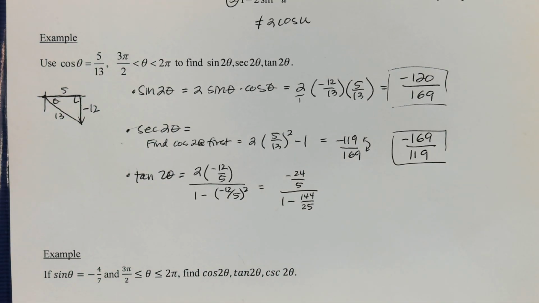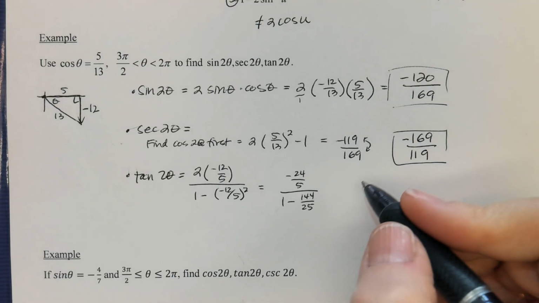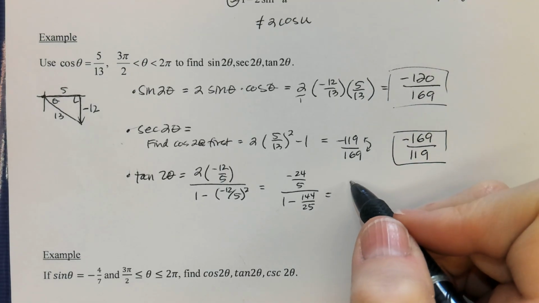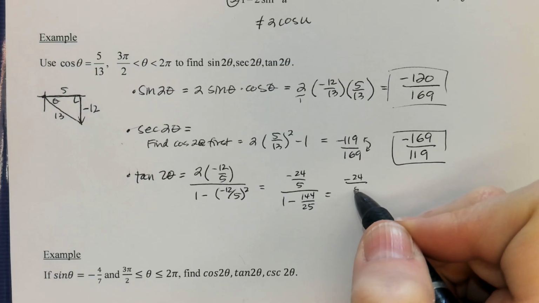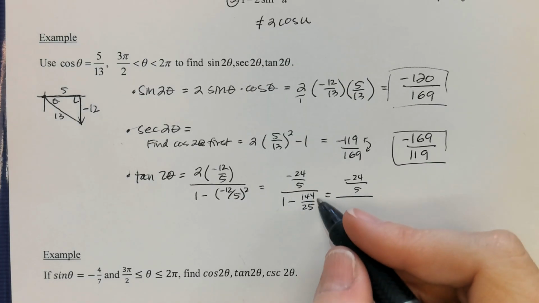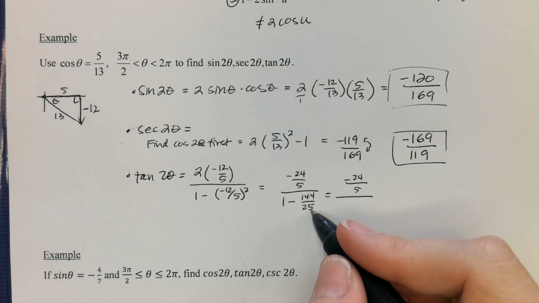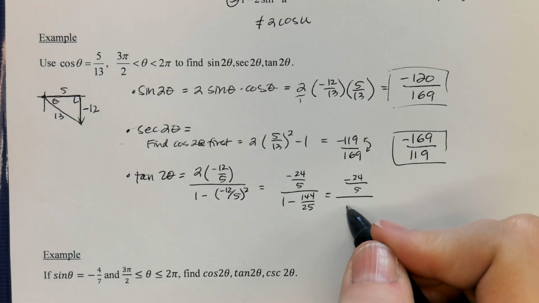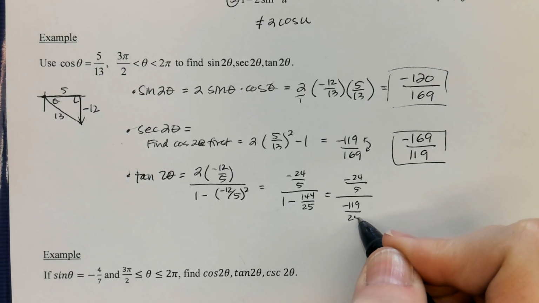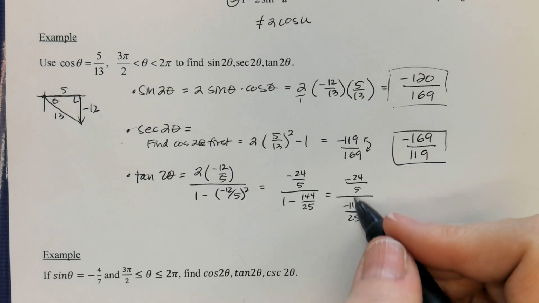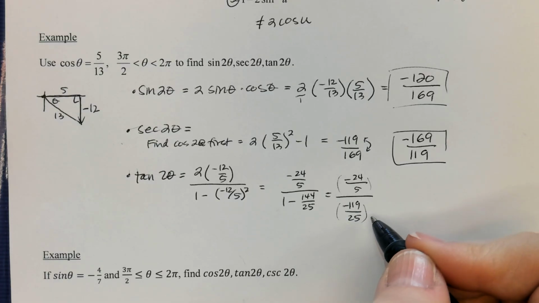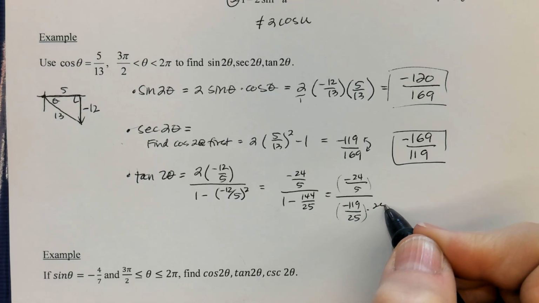This is a little tricky to get into your calculator correctly and not mess it up. So I would suggest just taking it in stages. If you just leave the 24 over 5 for now, and we just do the bottom, so 1 minus 144 over 25, you're going to get a negative 119 over 25. This might be a little easier to enter in your calculator. Just watch your parentheses. I'm just going to flip the bottom and bring it up.